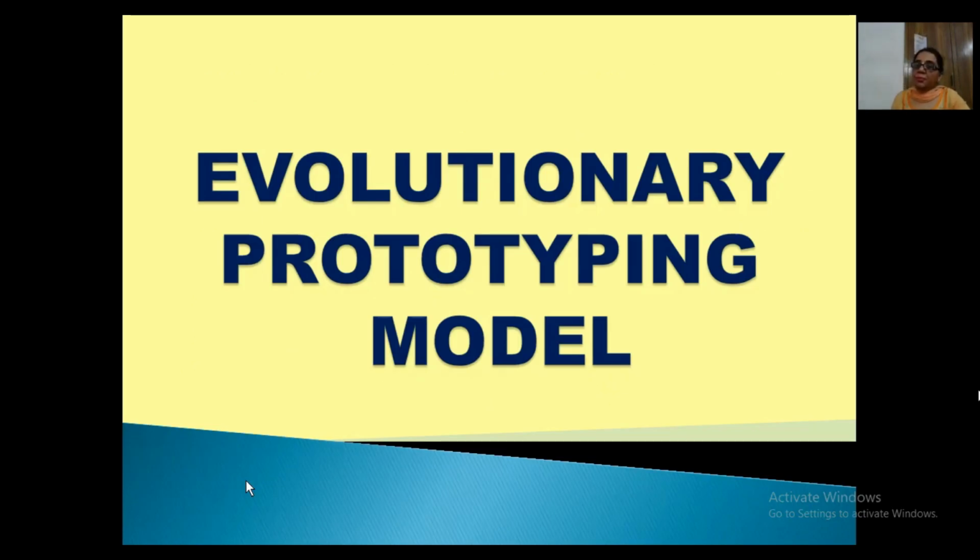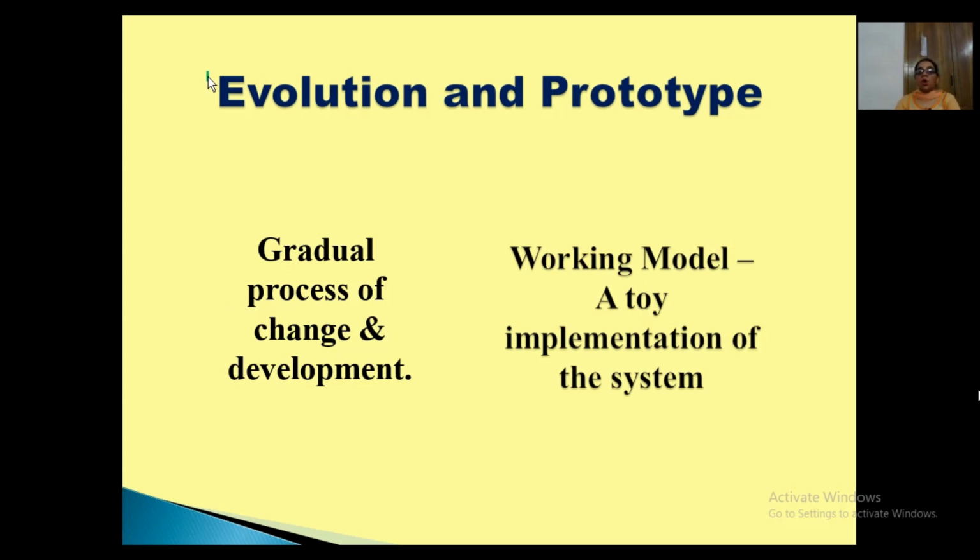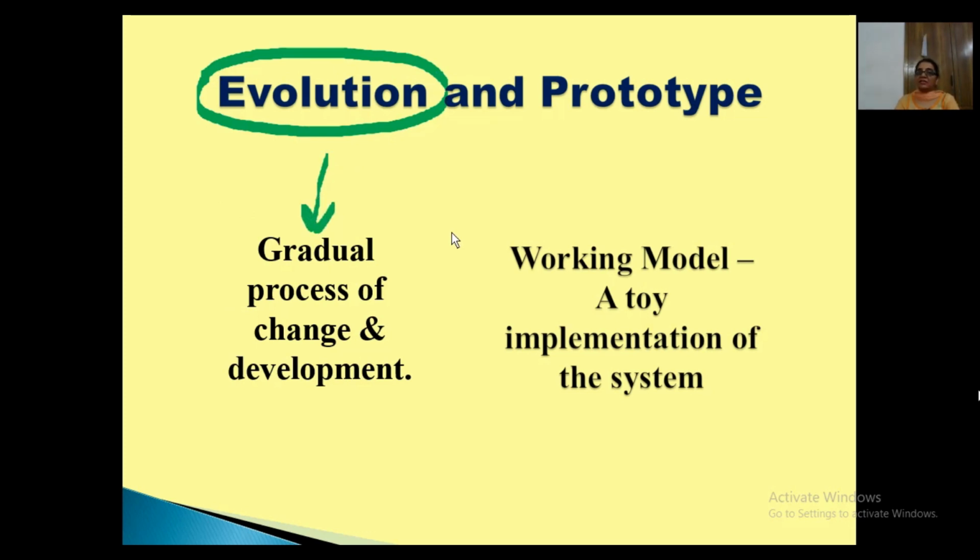Now, the evolutionary prototyping model. What is this? What are the terms evolutionary prototyping meant here? Let's see. What does the term evolution mean? Evolution means the gradual process of change and development. Whenever we are looking forward to a continuous change, which is for betterment and development, that is called evolution. That is why the term evolutionary is used here, so that you have a system which is continually changing, upgrading and developing as per the needs.